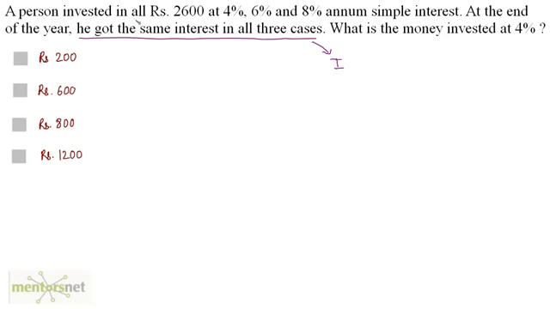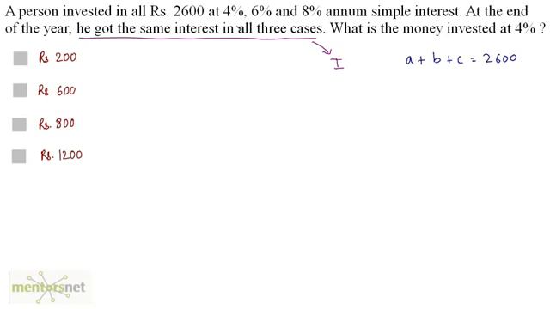and this person invested in all 2600. So I can write A plus B plus C is equal to 2600. Now as the interest is same, we can write that the interest got at 4% will be equal to the interest got at 6%.